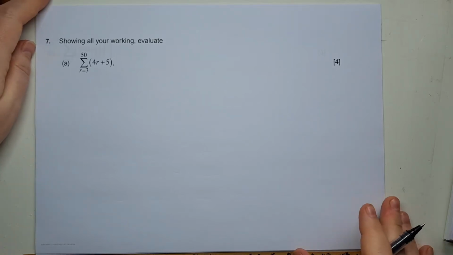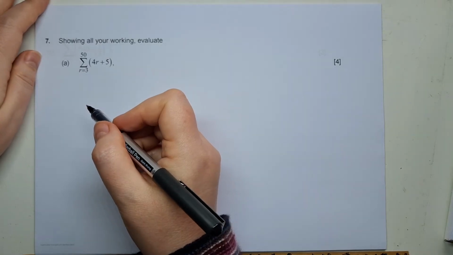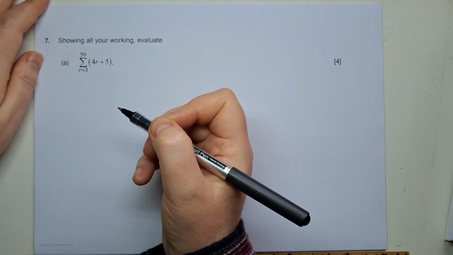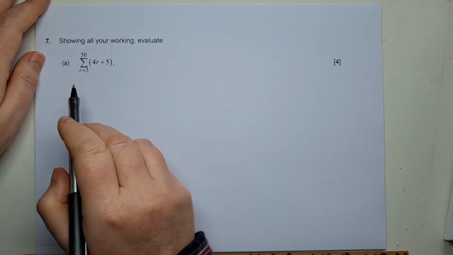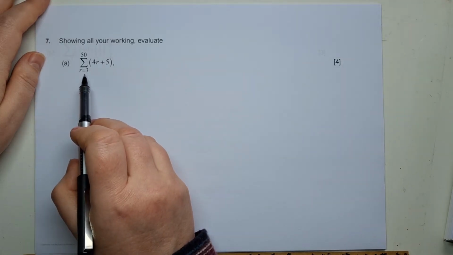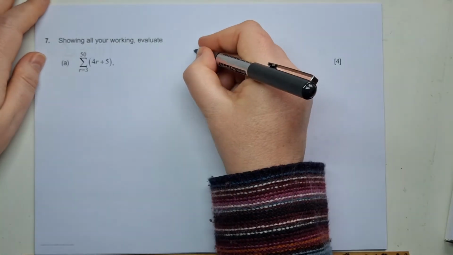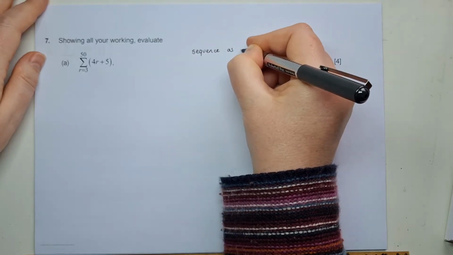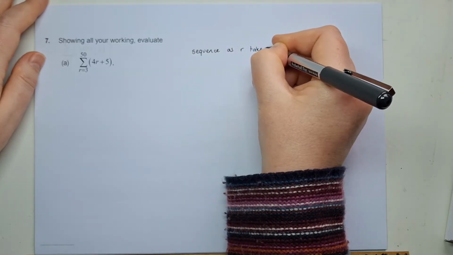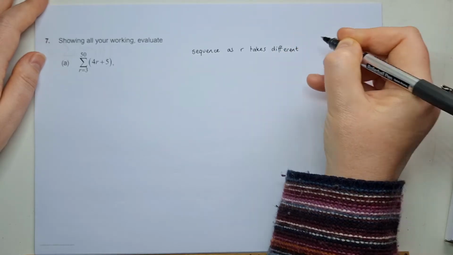Question 7a. This one's a bit horrible because it doesn't really give you particularly the clues about what's going on in this question. So we have to work out the sum from when r is 3 up to when r is 50. Let's just work out the sequence that we get as r takes different values, and then you will see what's going on in this question.